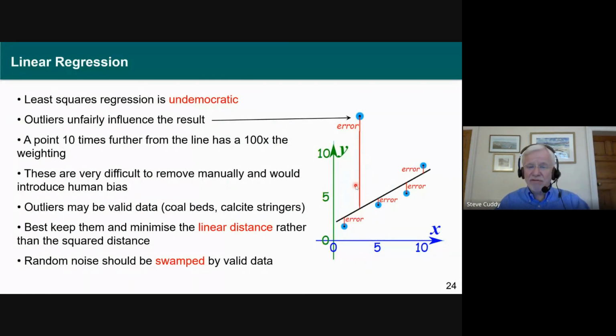But outliers could be valid data. They could be coal beds or calcite strings, as I showed you on that previous log. So they might be valid. So we believe that you should keep these, but you should minimize the effect by using the linear distance, which is 10, rather than the square of the distance, which is 100. And by doing this, random noise will be swamped by valid data.